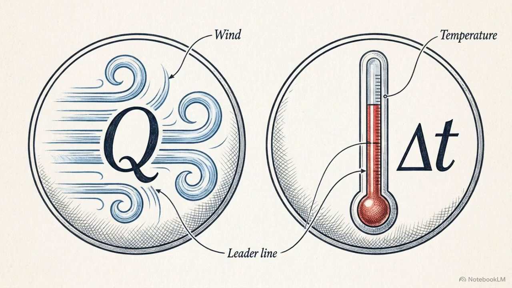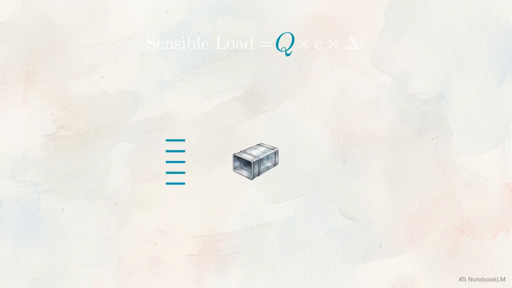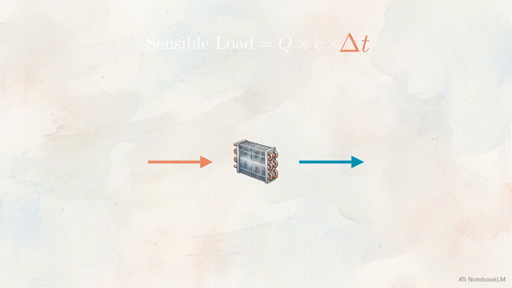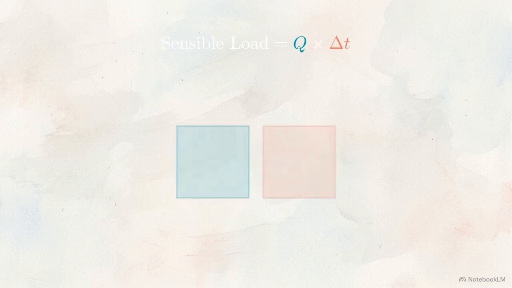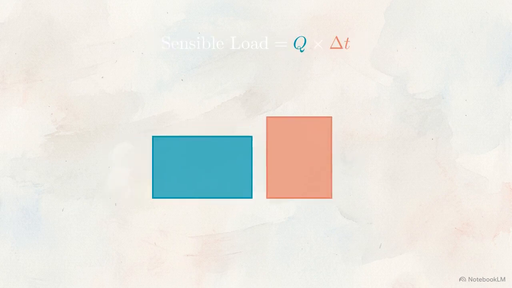Despite the vast catalogs of equipment available, conditioning air ultimately boils down to manipulating just two variables: airflow volume and supply temperature. This equation represents baseline sensible heat transfer. Sensible load equals flow rate times specific heat times the temperature difference. Q represents the physical mass of air moved through ductwork. Delta T represents the thermal change achieved across the coils. Every HVAC system ever designed can be categorized by how it balances this equation.